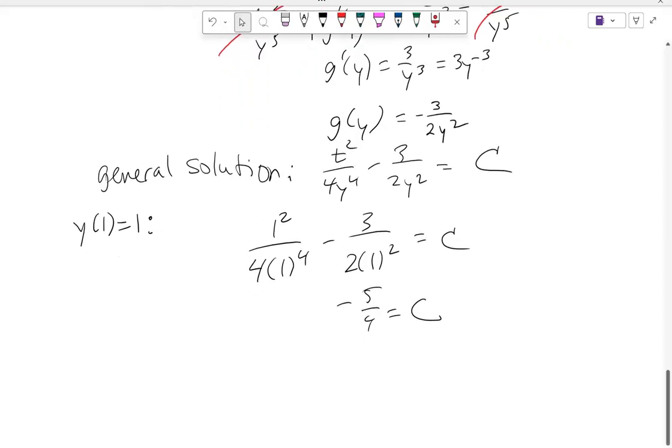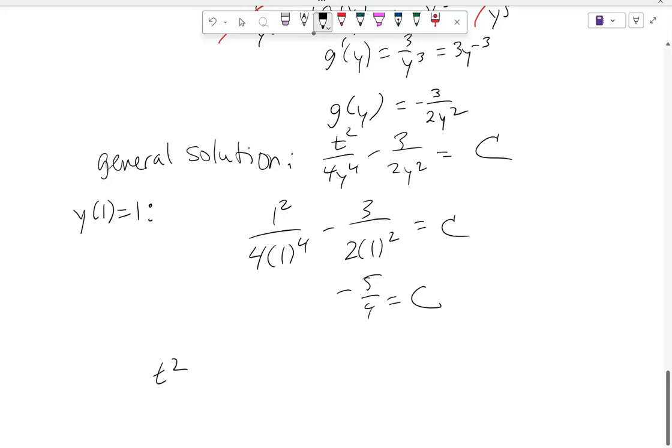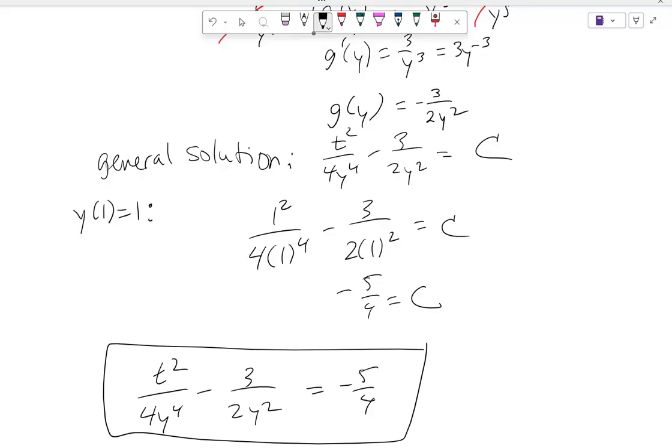All right. So then your final solution is t squared over 4y to the 4th minus 3 over 2y squared equals negative 5/4. That would be your final answer in this one. Assuming that you can do arithmetic, putting in the initial condition shouldn't be bad, right? We've got the function equals constant. You literally just plug the initial condition into the function, and that gives you the constant. So that final step shouldn't be that bad, hopefully.